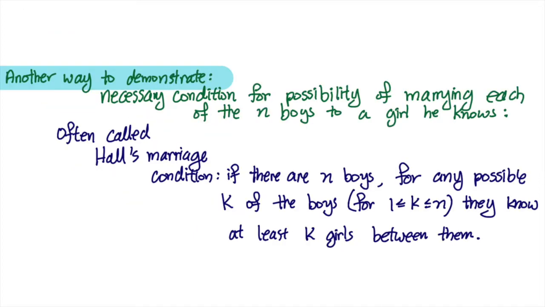Another way to represent the condition on the previous slide is called Hall's marriage condition. In this case, the necessary condition for the possibility of marrying each of the n boys to a girl that he knows is that for each possible k of the boys, for k between 1 and n, they know at least k girls between them. This is completely logically analogous to the condition on the previous slide.